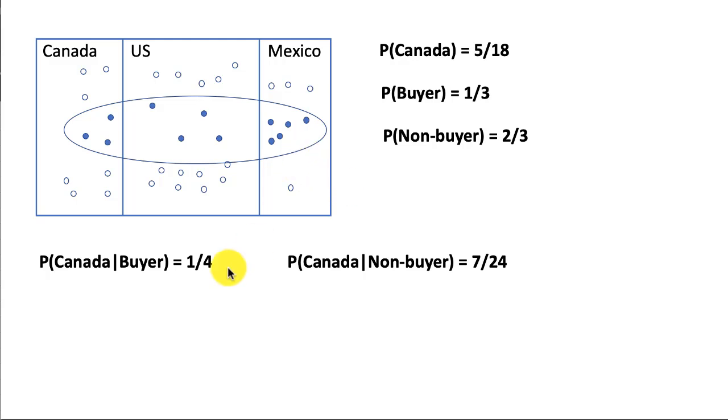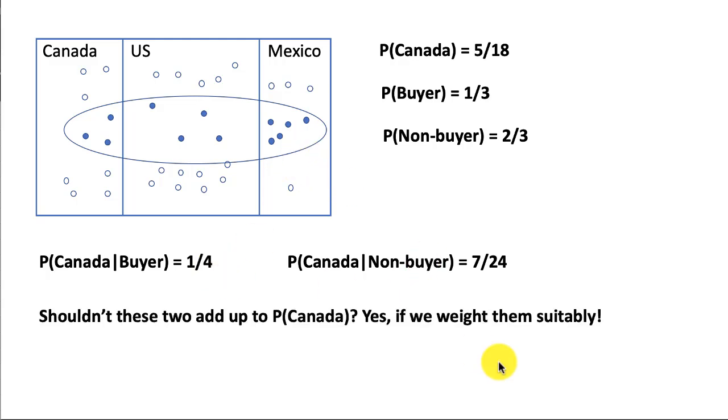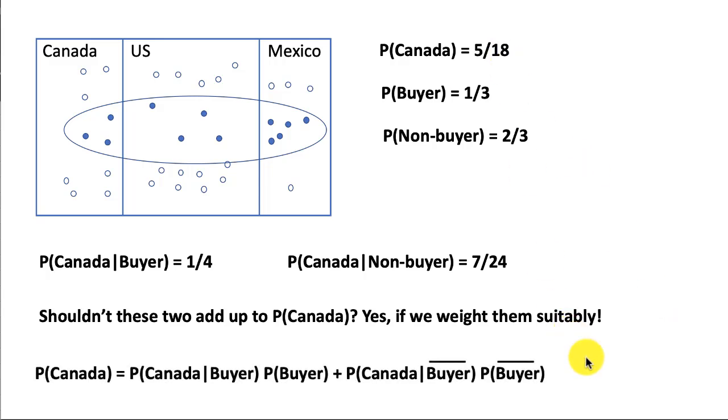Okay, so therefore, if you weight them suitably, it'll work, right? So this has to be weighted by the probability of buyer, and this has to be weighted by the probability of non-buyer. And then if you add them up, you will indeed get the probability of Canada, right? So therefore, in general, you can say this. You can say probability of Canada is probability of Canada given buyer times the probability of buyer. So we are weighting this by the probability of buyer, okay?